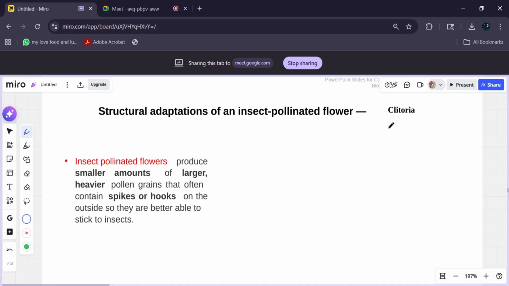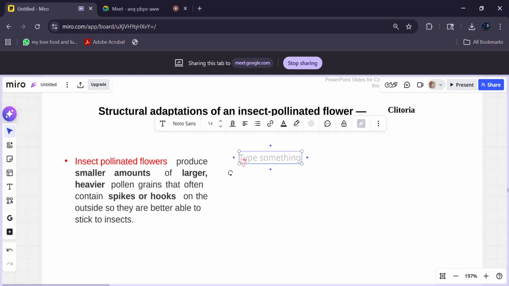Example of a flower is Slitoria. Slitoria is a type of flower that is insect pollinated. Insect pollinated flowers have main factors about them. Number one, they have attractive petals.